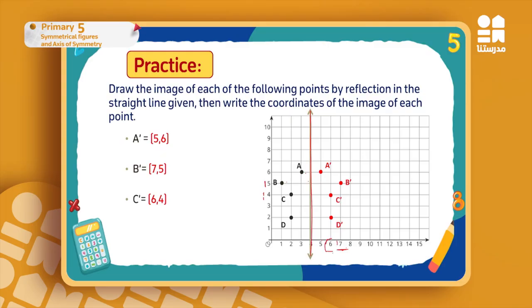Now the last one, D, is at the point 6 on the x axis and the point 2 on the y axis. So it's gonna be 6 and 2. So this is how we draw the reflection or the mirror image of certain points and how to get their coordinates. Now let's move to another question.